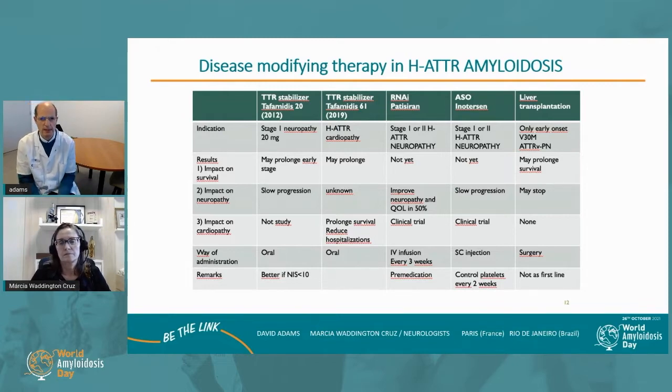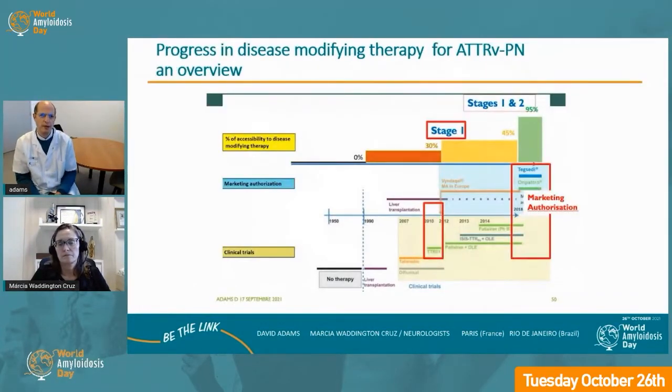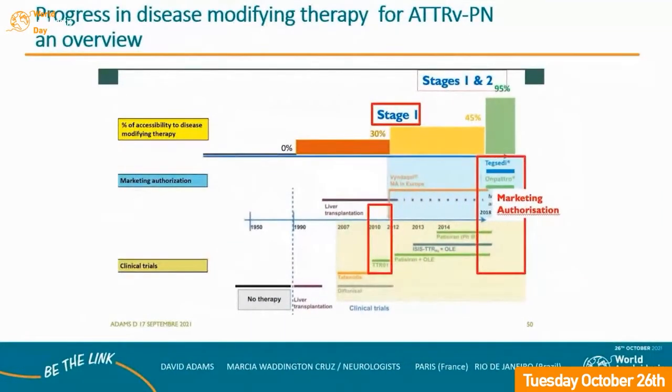So recently. Next. This is the progress we have made for ATTR amyloidosis neuropathy over the last 30 years, with nothing to propose before 1990. After 1990, liver transplantation in some cases. After that, with clinical trials to confirm, Tafamidis for stage 1, and more recently, we have inotersen and patisiran. So the majority of patients with stage 1 or stage 2 can theoretically have access to disease-modifying therapy.